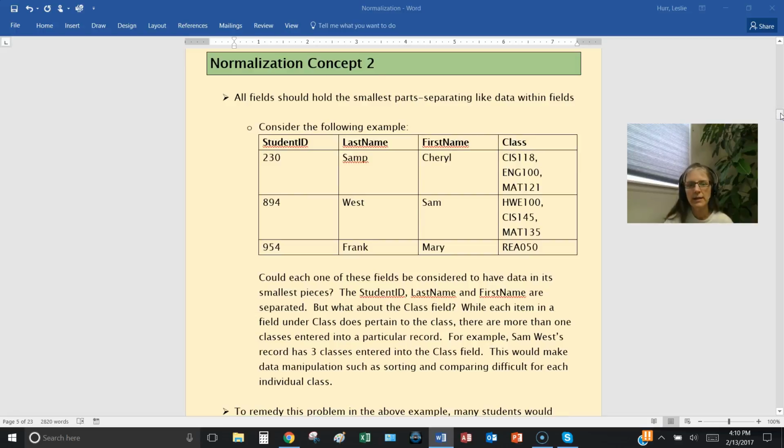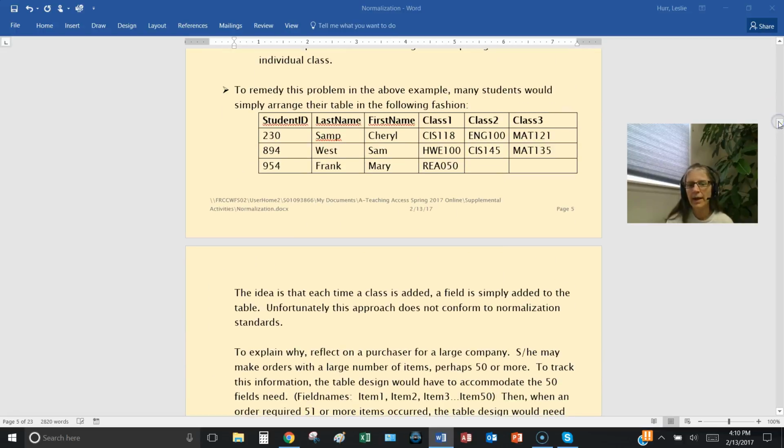Here's the next topic. Once again, we're talking about putting data into its smallest pieces in a field. You'll notice right here we've got three different classes all together in one field. What we want to do is break it up into separate fields. Many people would want to do something like this, where they say class 1, class 2, class 3, etc. There is a problem with that. Let's say you're ordering something on Amazon. You could order an infinite number of items. Can you keep on adding item 1, item 2, item 3?